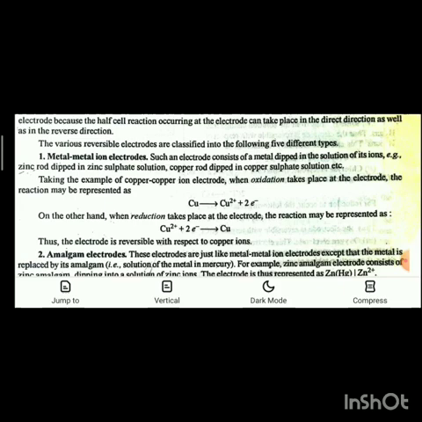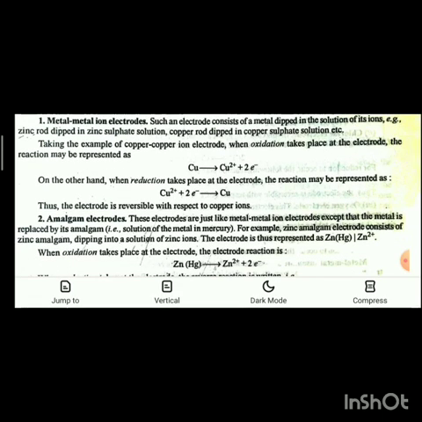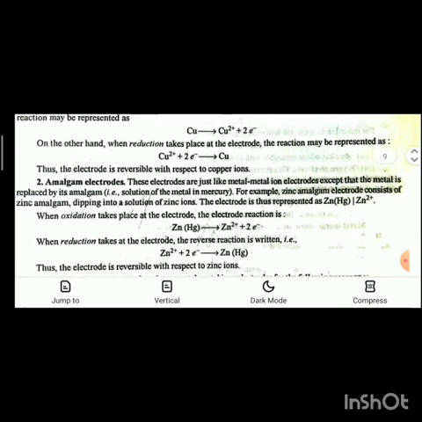Metal ion electrodes. Number 1. Such an electrode consists of metal dipped in a solution of its ions, for example a zinc rod dipped in zinc sulfate, or a copper rod dipped in copper sulfate. Taking the example of the copper ion electrode, oxidation takes place at the electrode. Reaction may be represented as Cu to form Cu2+ plus 2 electrons. Reduction takes place at the electrode, Cu2+ plus 2 electrons to form Cu. Thus, the electrode is reversible with respect to the copper ion.